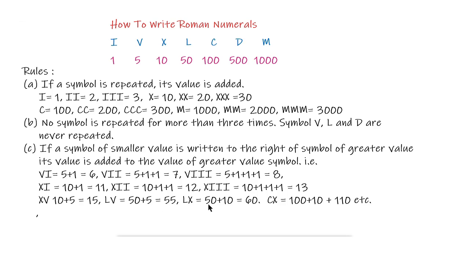LX, L is 50 and X is written after L, so it is added. This becomes 50 plus 10 equal to 60. CX equal to 100 plus 10 equal to 110. C is 100 and X is 10, and X is written after C, so its value is added and this becomes 100 plus 10 equal to 110.